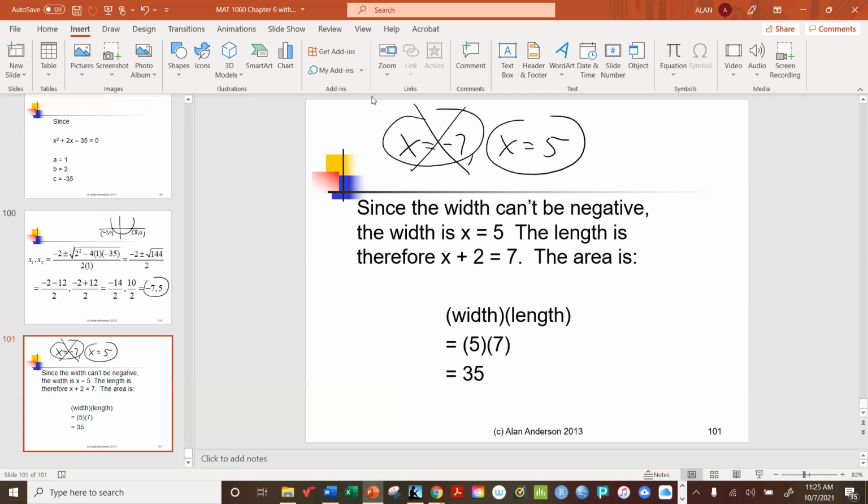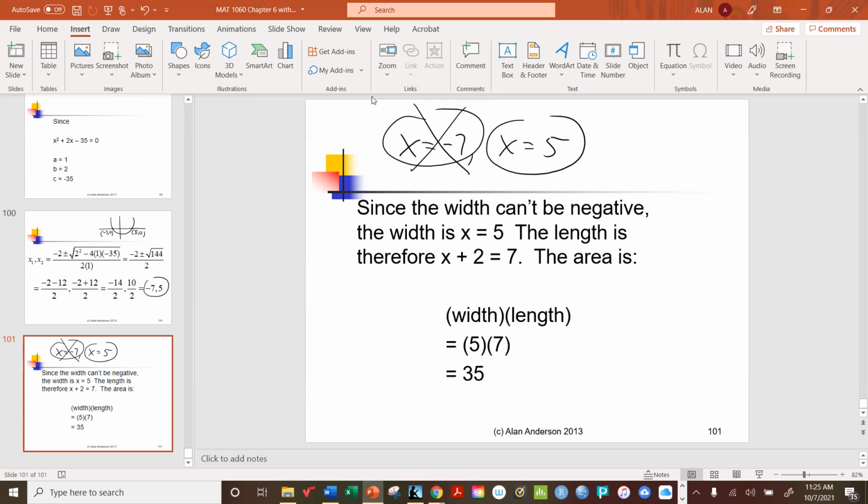And so that means that our table has a length of 7 and a width of 5, which tells us that not only is the length 2 feet greater than the width as we required, but the area is 7 times 5, which is 35. That's exactly what we needed. So the correct dimensions are 7 by 5, which gives us the desired area of 35.